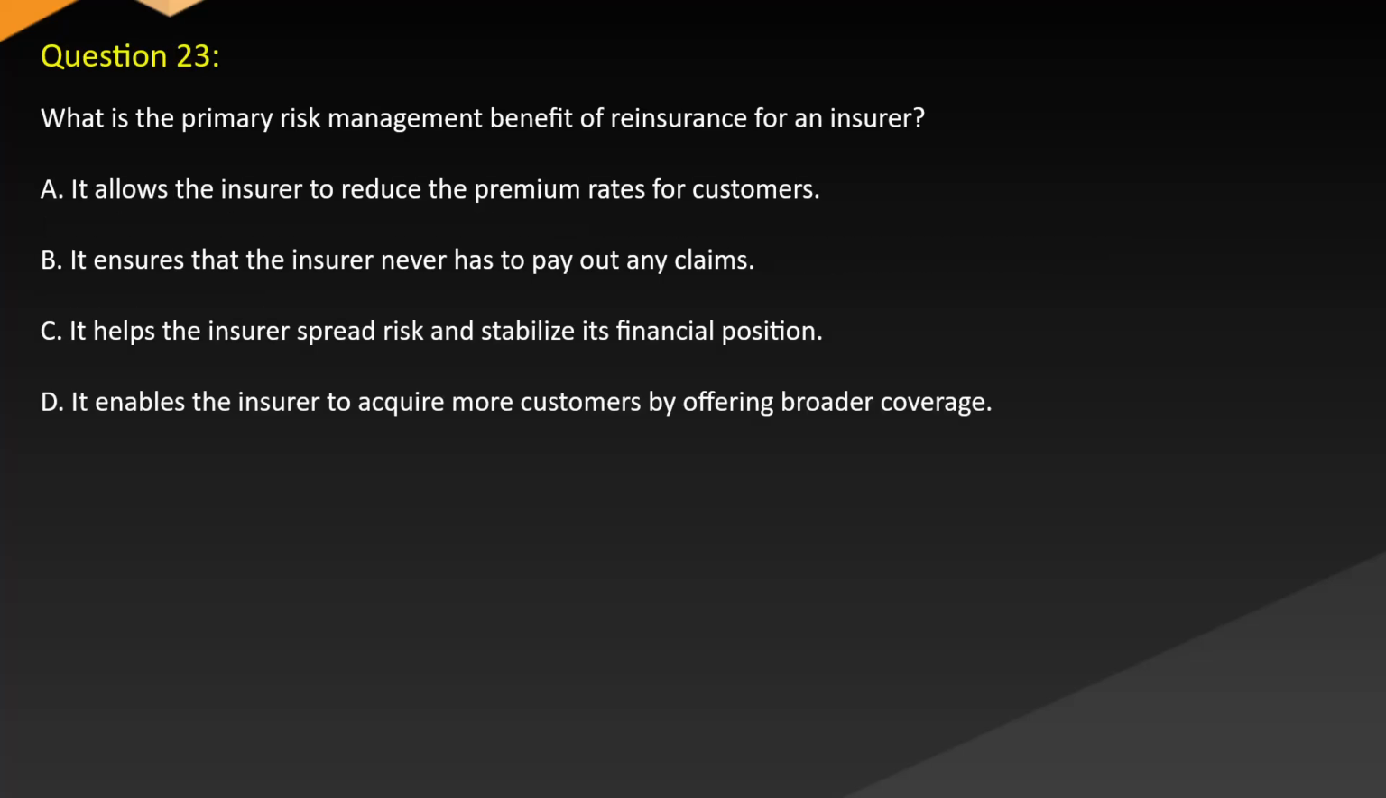Question 23. What is the primary risk management benefit of reinsurance for an insurer? A. It allows the insurer to reduce the premium rates for customers. B. It ensures that the insurer never has to pay out any claims. C. It helps the insurer spread risk and stabilize its financial position. D. It enables the insurer to acquire more customers by offering broader coverage.